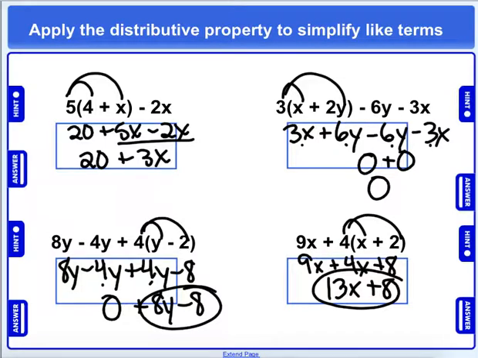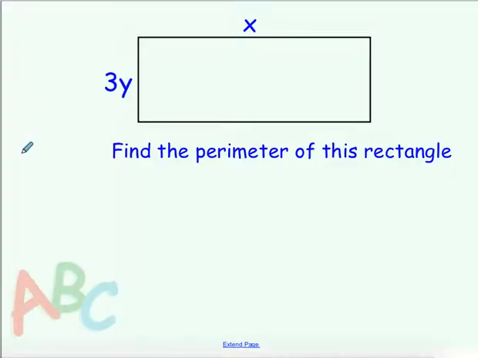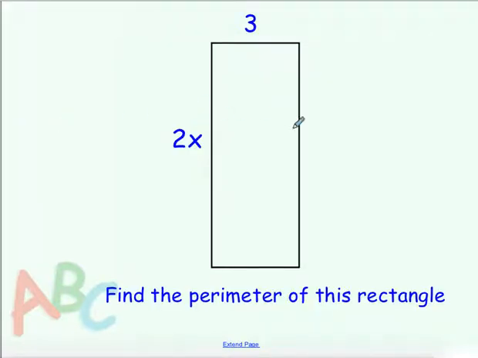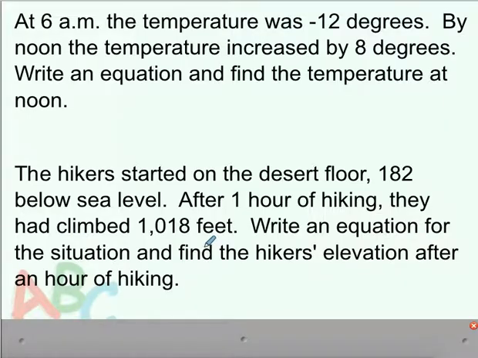Now we can do this to find different things like the perimeter of this rectangle. We would have to add up 3y, x, 3y, and x and get 6y plus 2x. Or in this case, 2x and 2x, 3 and 3 would give us 4x plus 6.